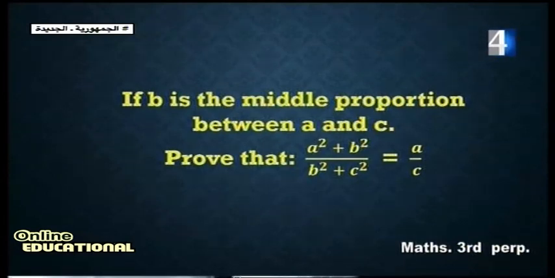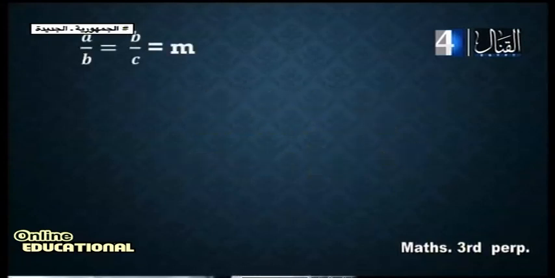First of all, you are going to think carefully. What about B is the middle proportion? Middle proportion means that it is continued proportion. So we can write the ratio as A over B equals B over C, which is equal to M.